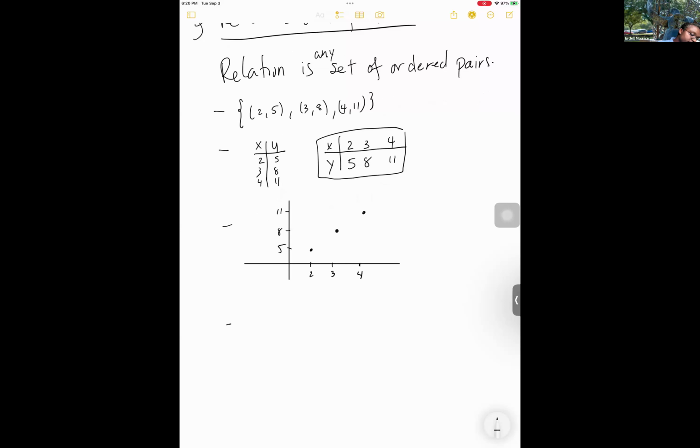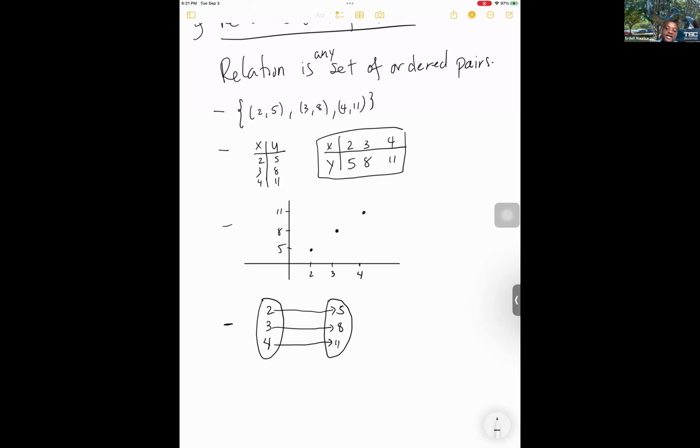One last way that you may not have seen before is that the relation can also be written in this format right here. 2, 3, 4 with an arrow, 2 pointing to 5, 3 pointing to 8 or mapped onto 8, 4 pointing to 11. A relation is just simply numbers that are paired together. Sometimes there's a reason the numbers are paired together. Sometimes there's not. There are lots and lots of relations out there.